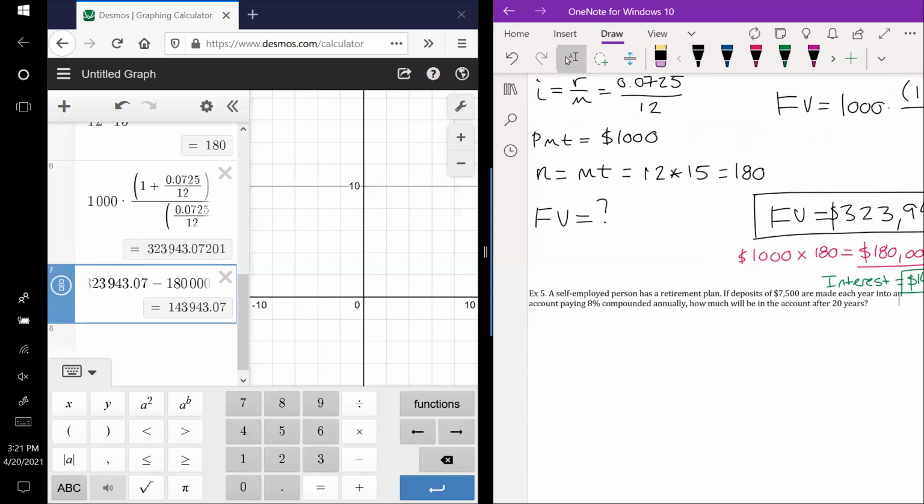5. A self-employed person has a retirement plan. If deposits of $7,500 are made each year into an account paying 8% compounded annually, how much will be in the account after 20 years? So again, we want to know how much will we have at the end in 20 years.